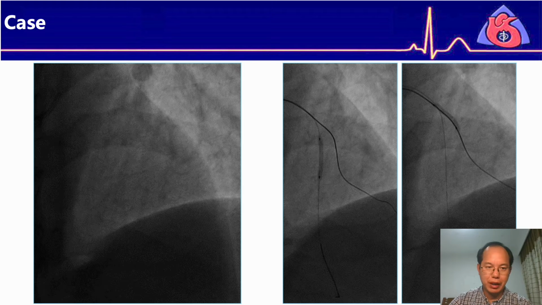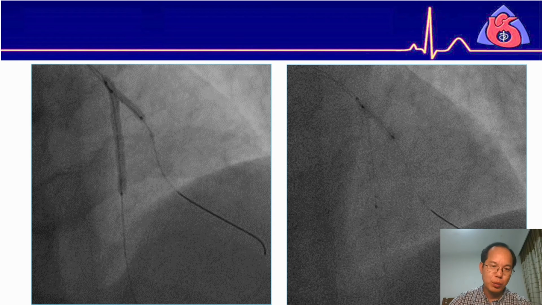Here is a bifurcation of the LAD and the diagonal. The diagonal is very large and very important, so we adopted the DKO technique to protect it. Firstly, we pre-dilate the LAD and diagonal. Then we put a stent in the LAD while actively protecting the diagonal. This is the first kissing, between the stent balloon and the gelled balloon.